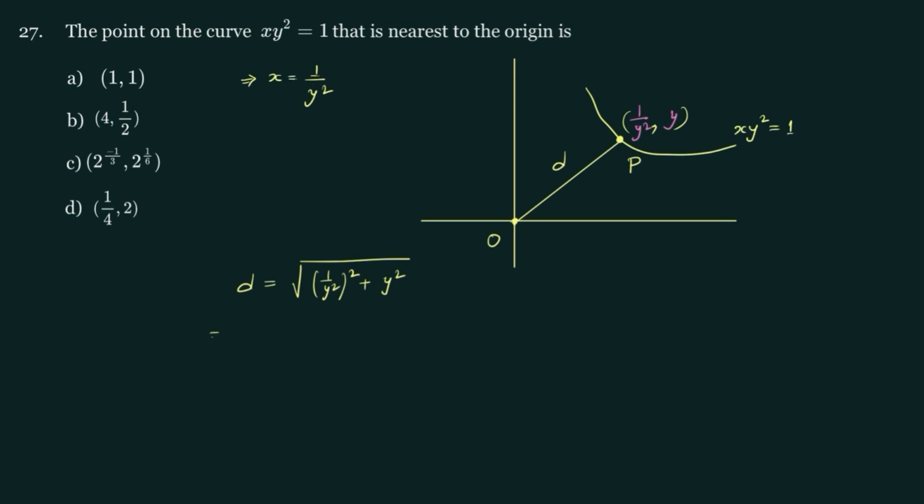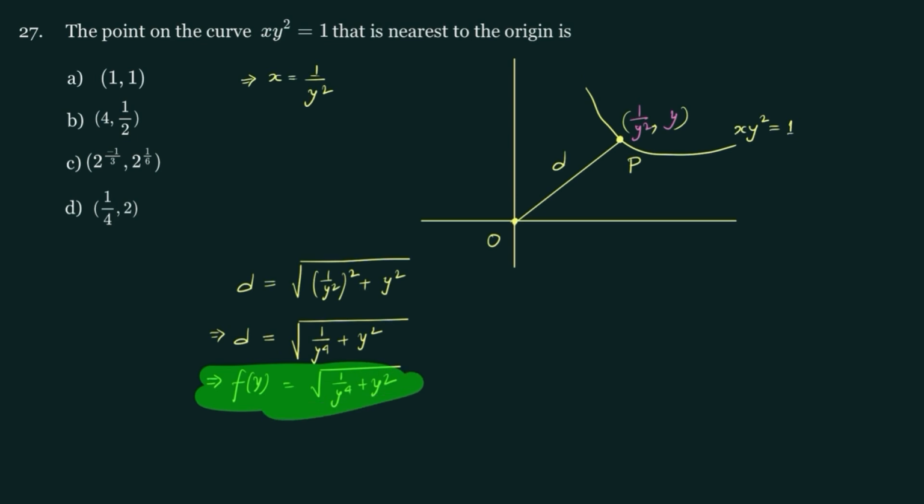Okay, so this d is the distance between point O and P, and this d should be minimum. So here it will be square root of 1 by y to the power 4 plus y square. Now let this d be written as f of y, because d is a function of y. So I am writing d as f of y equals square root of 1 by y to the power 4 plus y square. Now my function is ready here, f of y.